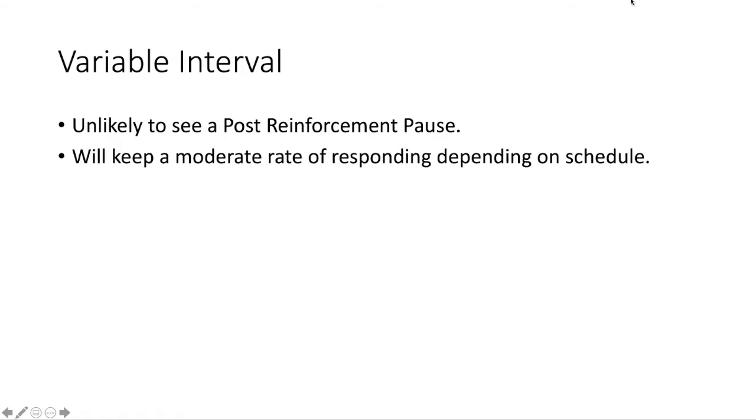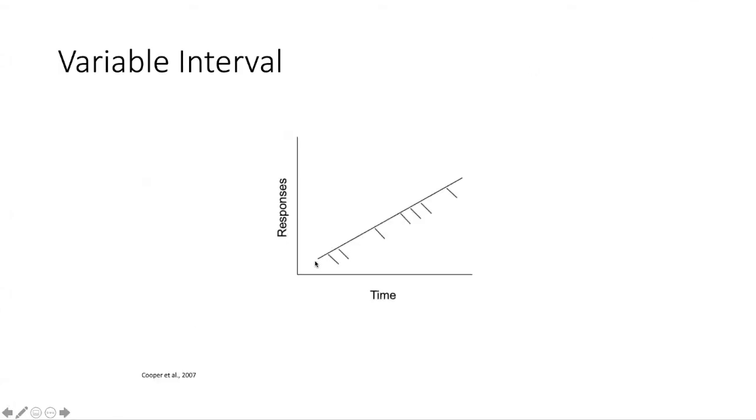So again, you're unlikely to see that post reinforcement pause that we see with the fixed schedules, and it keeps a moderate rate of responding depending on the schedule. So if we look back at the graph, it's not a super quick increasing trend. It's not accelerating at a high rate, but I think any of us would take this data, right? We're seeing improvement across time, which is what we want to see, but it's not skyrocketing, if you will, immediately.